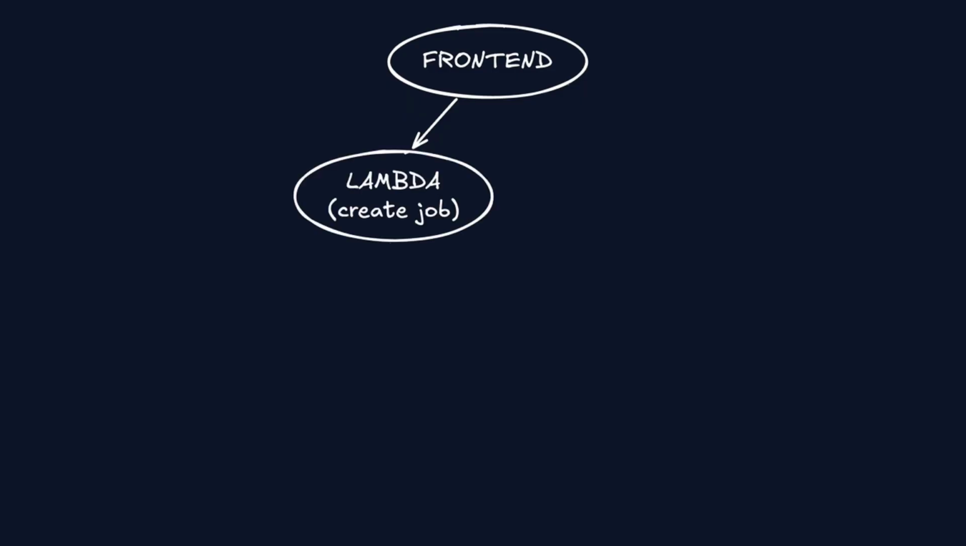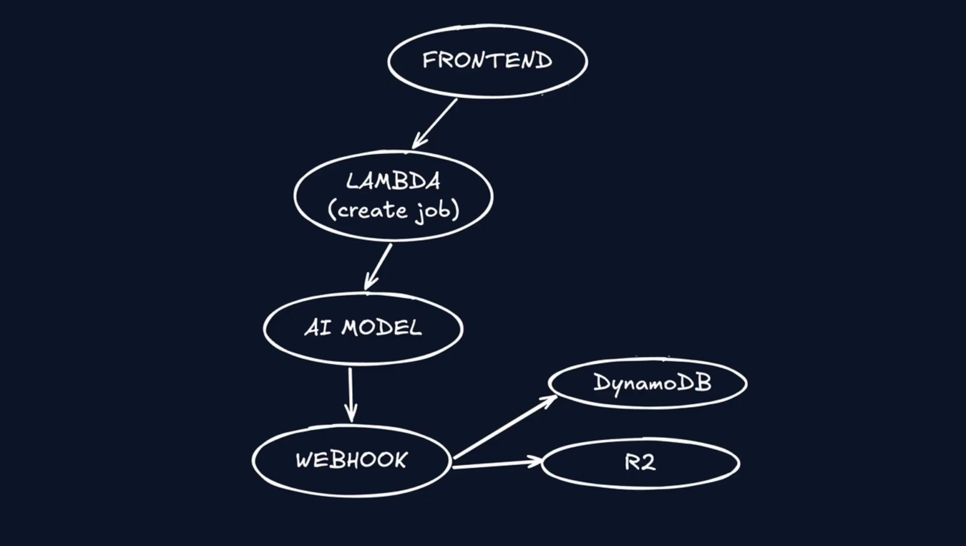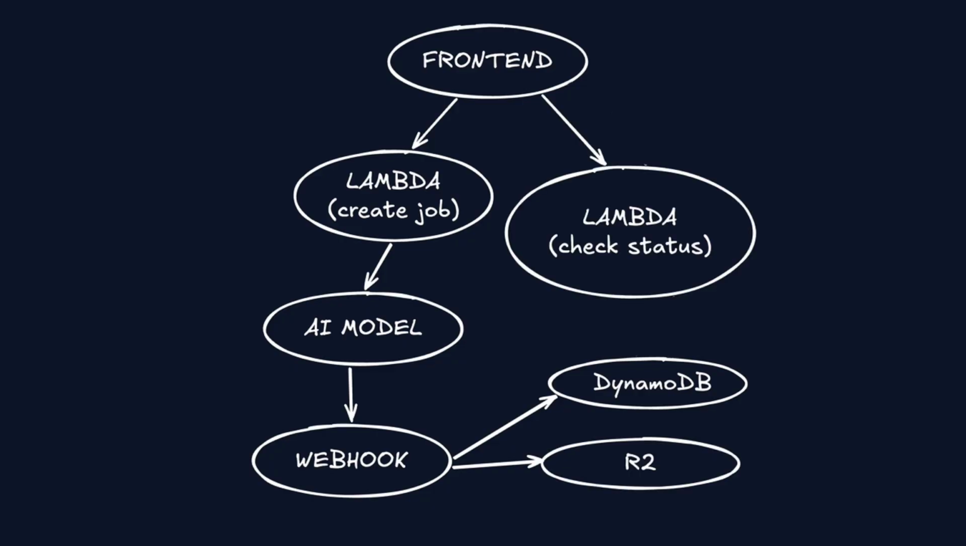Let's build it. Starting with the front end, user sends a request to the create Lambda, which triggers the AI model. When generation finishes, the webhook receives the result. Webhook stores the metadata in DynamoDB and the image itself in R2. Meanwhile, the frontend is calling the check status Lambda, gets the response back, and returns it to the frontend. This happens every few seconds until the status is complete. So that's the flow. Create the job, AI processes it, webhook stores it, frontend calls it until it's ready.